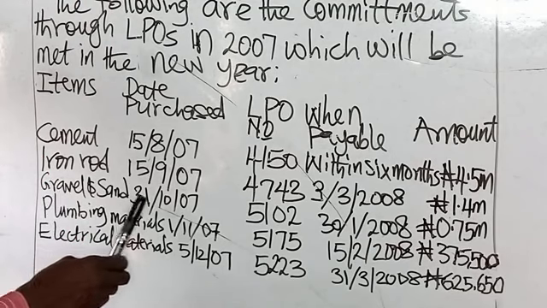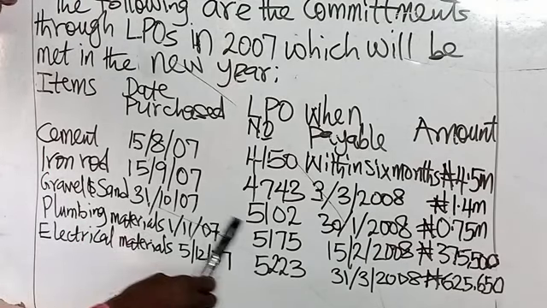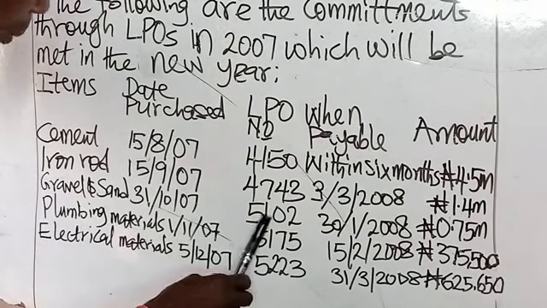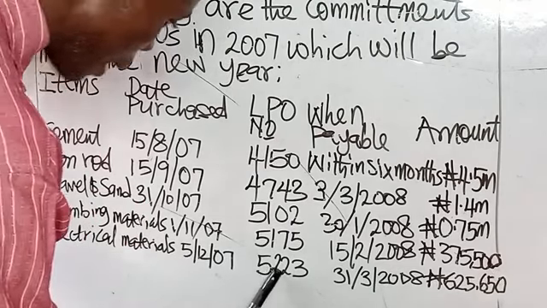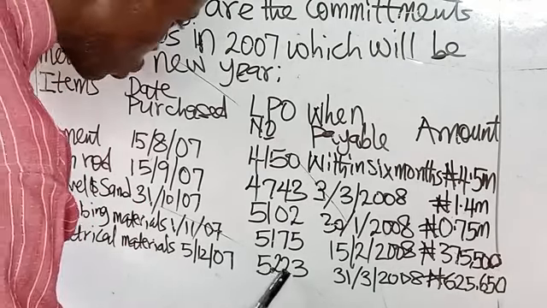Then gravels and sand were bought on 31st of October 2007, LPO number 5102. Date of payment is 30th of January 2008, and the amount is 0.75 million naira. Plumbing materials, 1st of November 2007, LPO number 5175. Date of payment 15/2/2008, amount is 375,500. Electrical materials, 5th of December 2007, LPO number 5223. Date of payment 31st of March 2008, amount is 625,650.